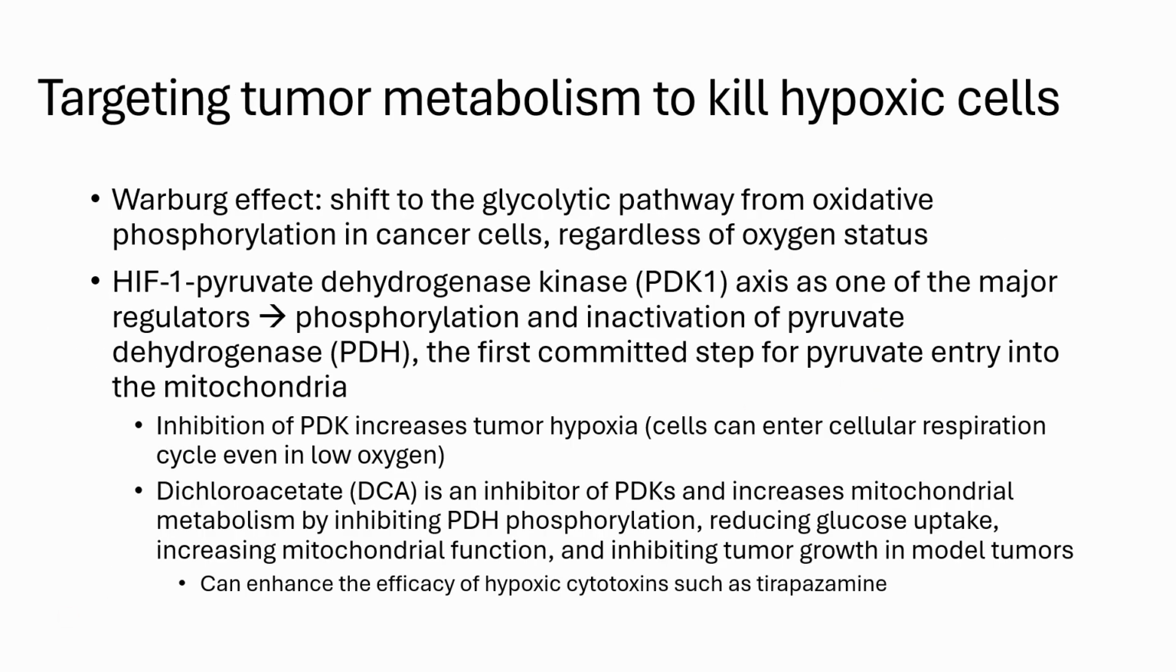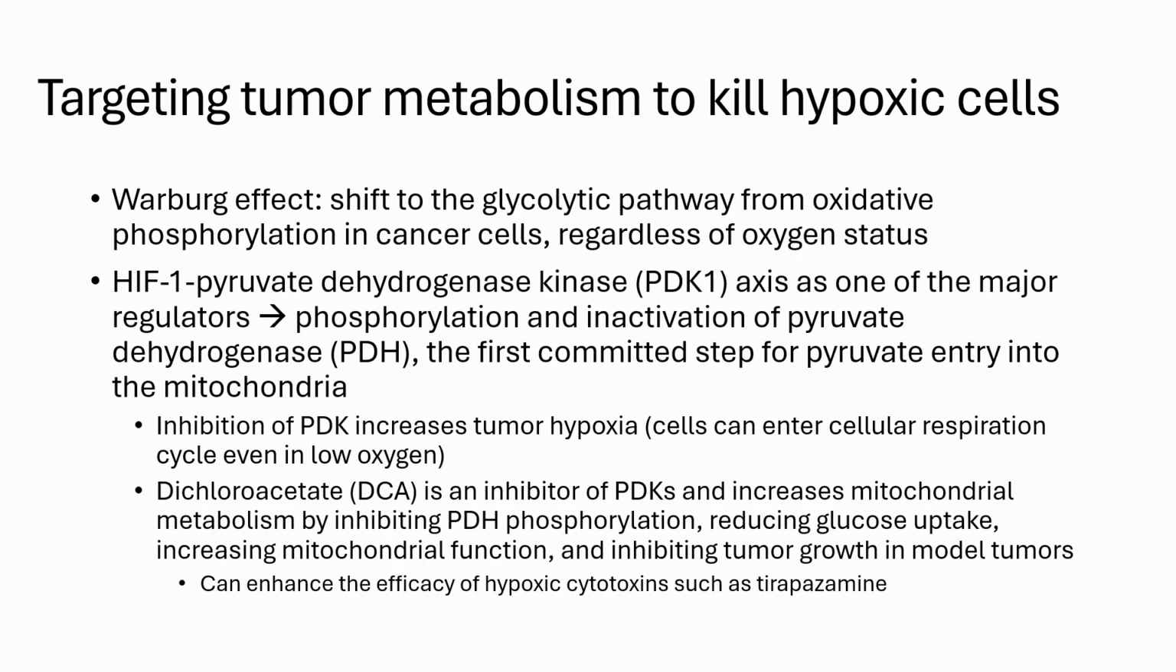So now let's talk about targeting tumor metabolism in order to kill hypoxic cells. So we know from previous slides and previous lectures about the Warburg effect. This is the shift to the glycolytic pathway from oxidative phosphorylation in cancer cells, regardless of oxygen status. It's just been shown that tumor cells exhibit altered metabolism that's highly glycolytic at the expense of oxidative phosphorylation. And so looking at the HIF1 pyruvate dehydrogenase kinase axis, or the PDK1 axis, is one of the major regulators here. It leads to phosphorylation and inactivation of pyruvate dehydrogenase. This is the first committed step for pyruvate entry into the mitochondria.